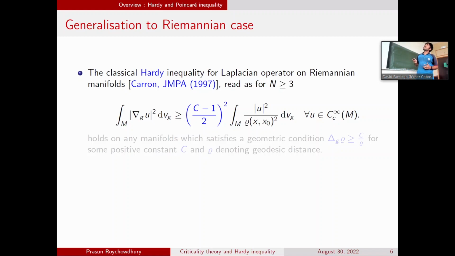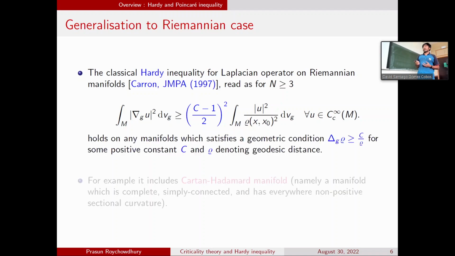In 1997, Carron gave that generalization on the Riemannian manifold case, and this type of Hardy inequality holds true. Not for every Riemannian manifold, though. The manifold must satisfy some geometrical conditions, like the Laplace-Beltrami operator on the distance function being bounded below by C over rho. If that holds, and that C is the same, then we have the Hardy inequality.